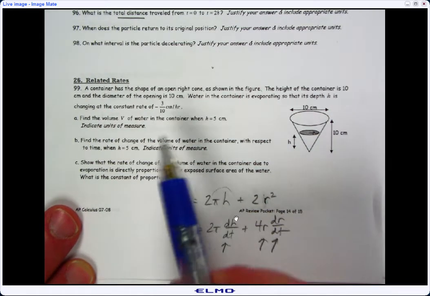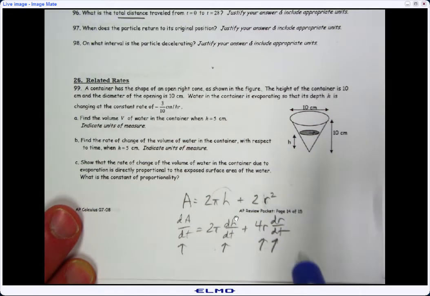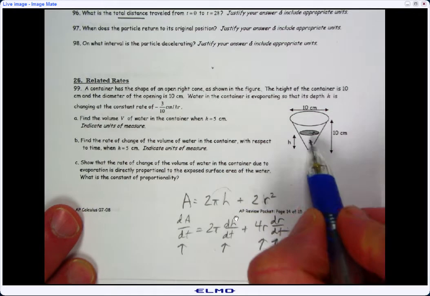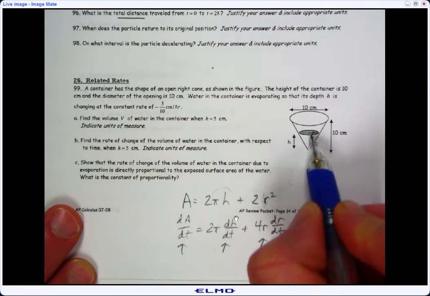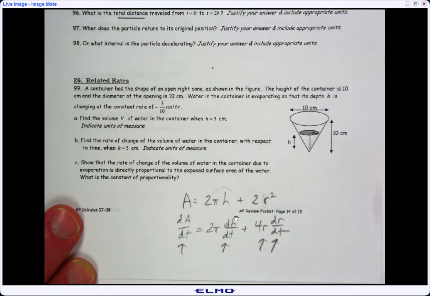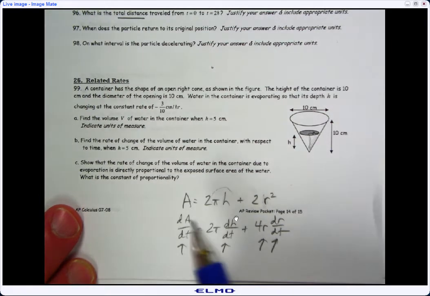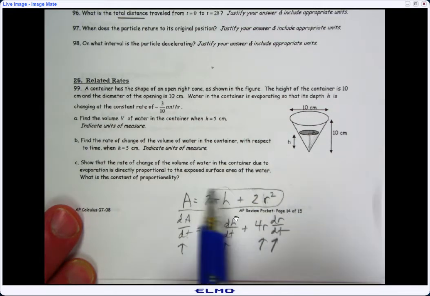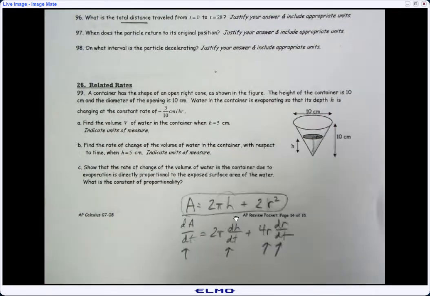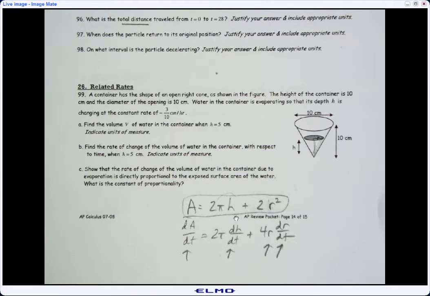Some of them are easier to find than others. Some of them you can plug back into one of the original formulas and solve. Sometimes we make little similar triangles here. It just depends on the question. But anytime they're asking you to compare multiple variables in the same equation with regard to change, if you see a rate of change more than once, you know that you're going to have to do implicit differentiation.